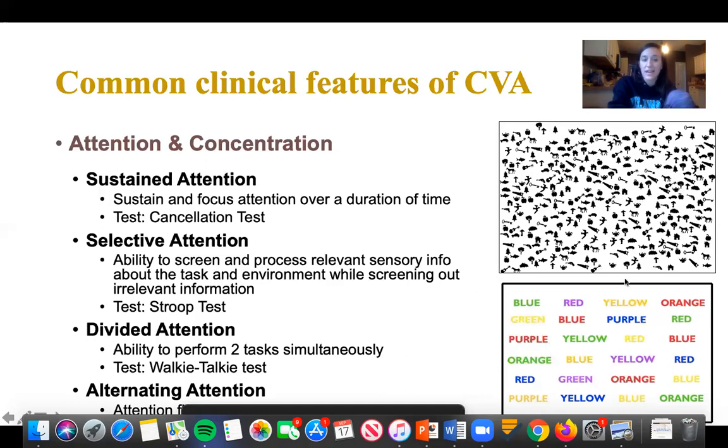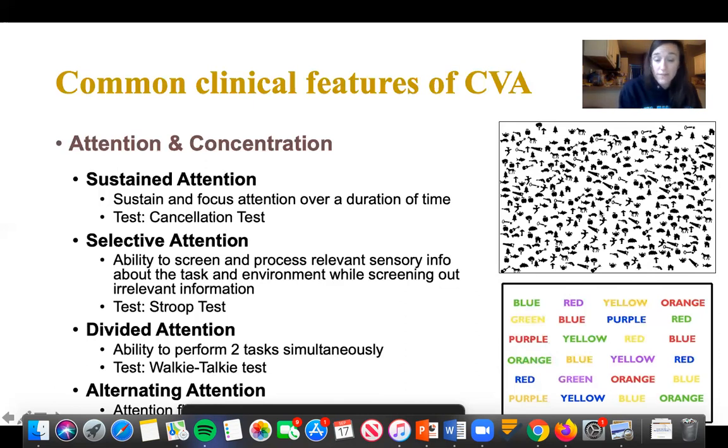I skipped over this. This is the cancellation test. So actually the cancellation test can be used for a lot of different things. One way we will do it is sustained. So this is a bunch of pictures. So let's see what we got for pictures. There's a bird. I would have the patient cross out all of the birds, and until they are done, can they hold on to that task without getting distracted? Divided attention is dual task.